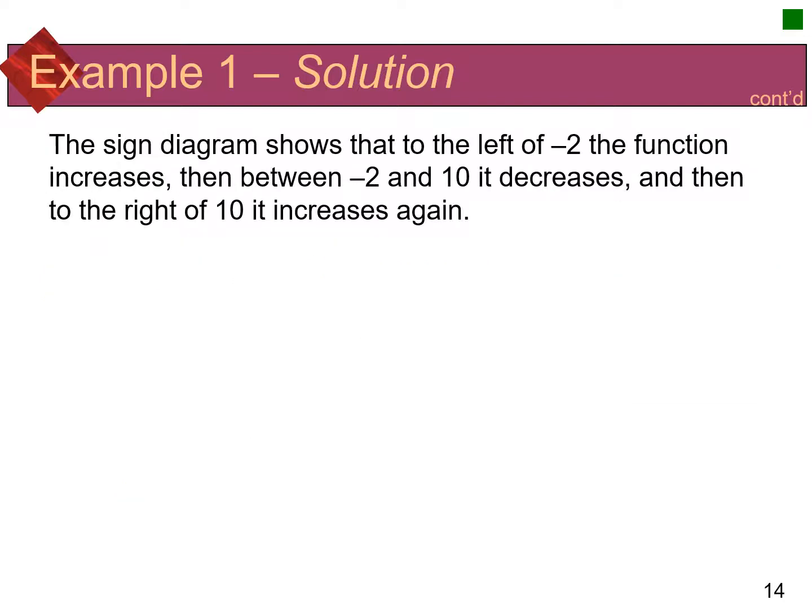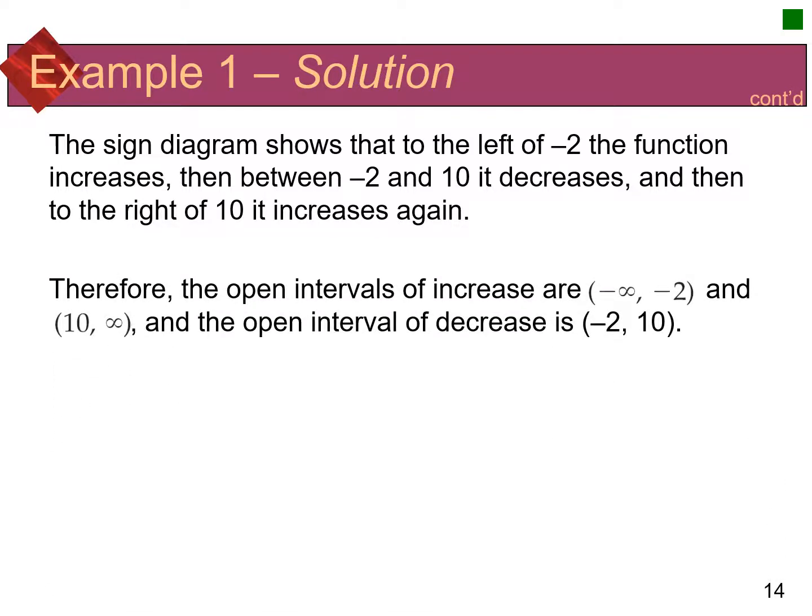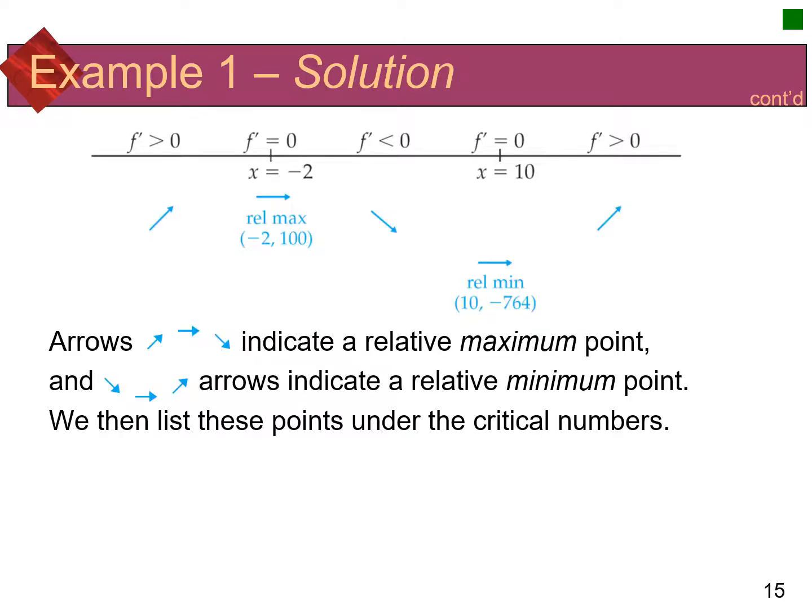So the sign diagram we have there is showing that the open intervals of increase are from -∞ to -2 and 10 to infinity, and the open interval of decrease is -2 to 10. And that's something they're often going to ask you to identify, what are these intervals of increasing and decreasing. And you're going to see that whenever I do my example as well after you get a chance to add them. So this is what we have from our sign diagram for the first derivative.